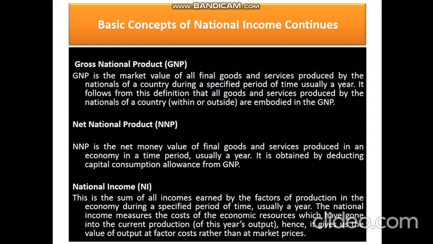National income, NI. This is the sum of all incomes earned by the factors of production in the economy during a specified period of time, usually a year. The national income measures the costs of the economic resources which have gone into the current production of this year's output. Hence, it gives us the value of output at factor cost rather than at market prices.